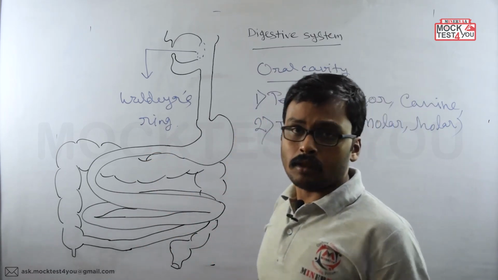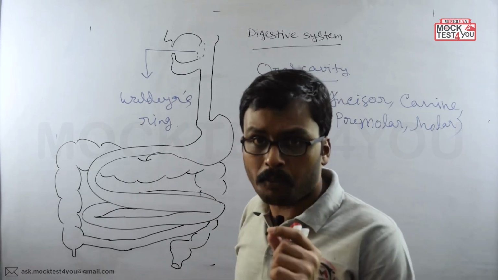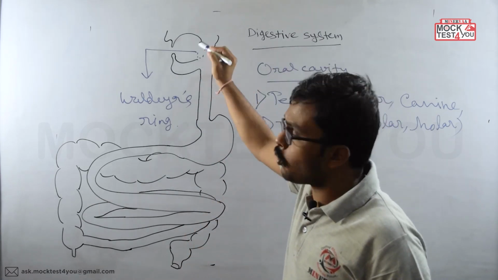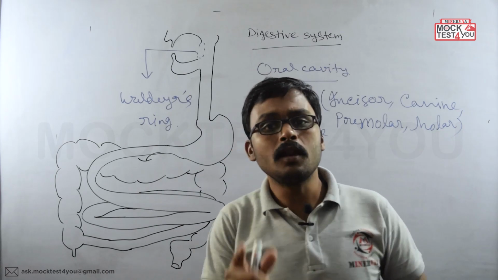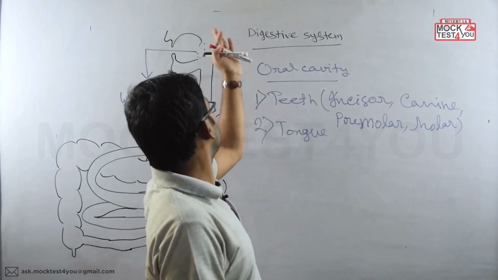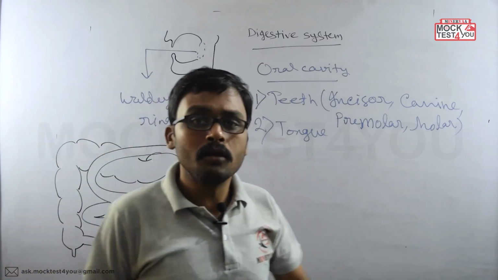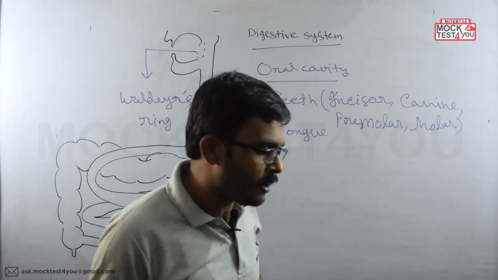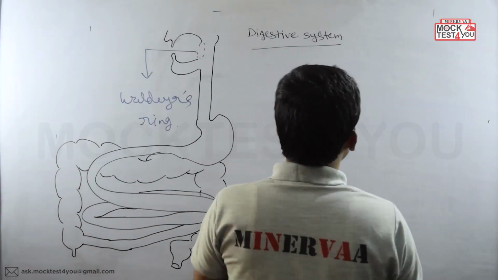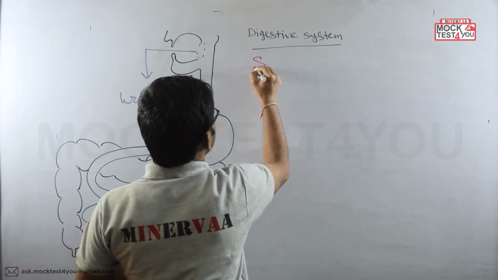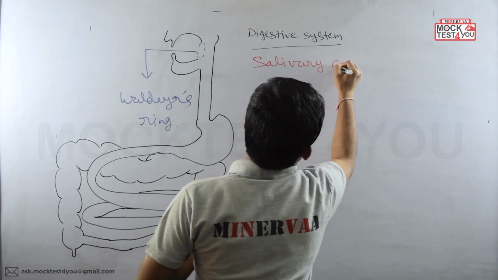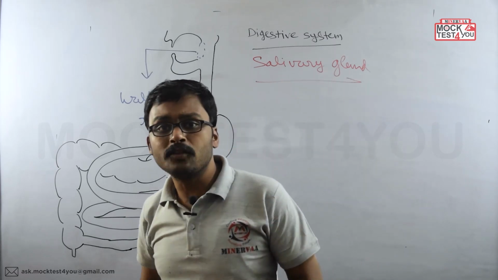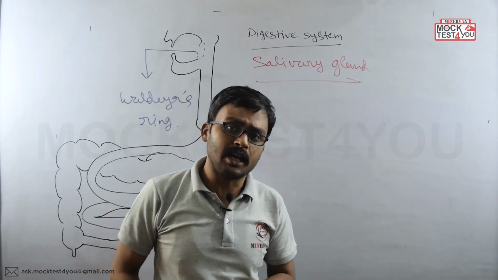Now after this, one more thing we have to learn over here, that is about a gland which secretes its secretion inside the oral cavity, inside the buccal cavity. What is the name of that gland? All of you know the gland which is present over here. That gland is nothing but the salivary gland. So let's see the detailing of the salivary gland. Remember that we have 3 pairs of salivary glands.